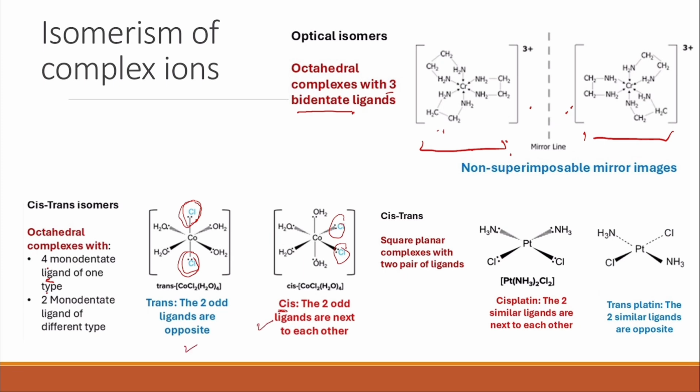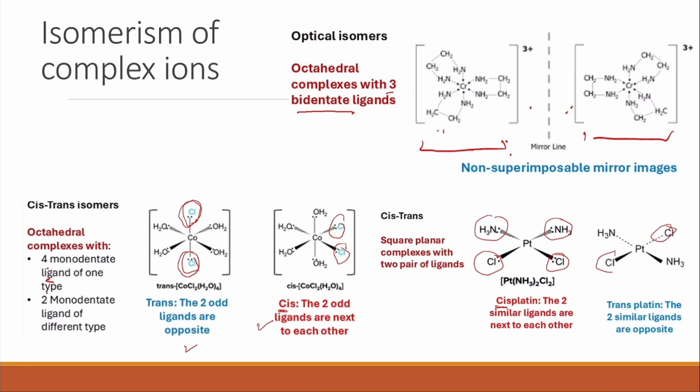Another case is the one that we can see in square planar complexes, when it has two pairs of ligands. So we have two different ligands, and each of these will have a pair of the same type. Something like platinum: cisplatin and transplatin. In cisplatin, as you can see, there are two chlorides and two ammonia. If the two chlorides, or the two similar ligands, are next to each other, then it's going to be the cis isomer.